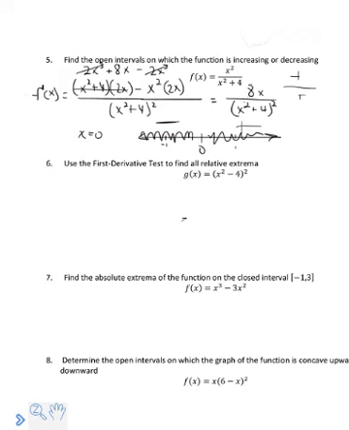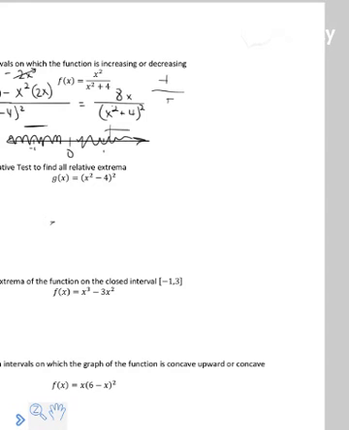Negative denotes a decreasing part of the graph. Positive denotes an increasing part of the graph. So you would say decreasing from negative infinity to 0 and increasing from 0 to infinity.